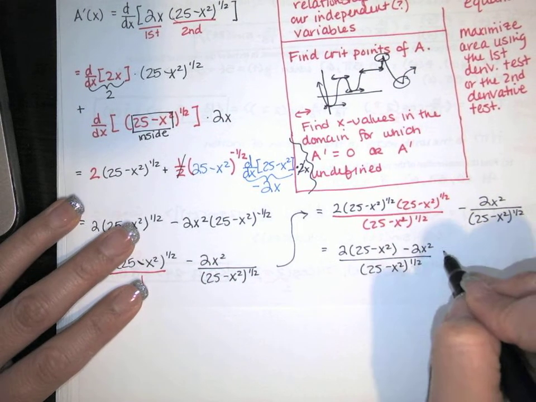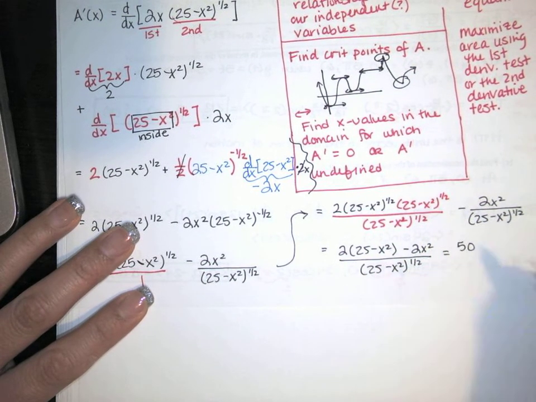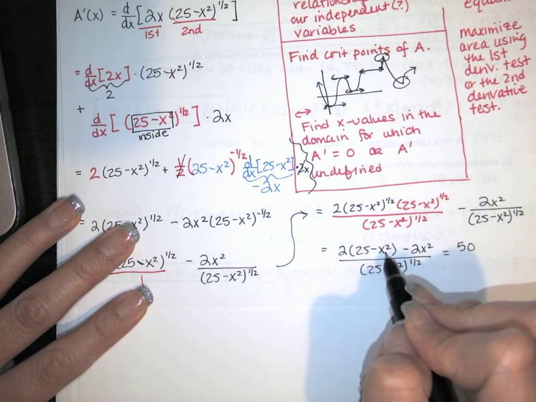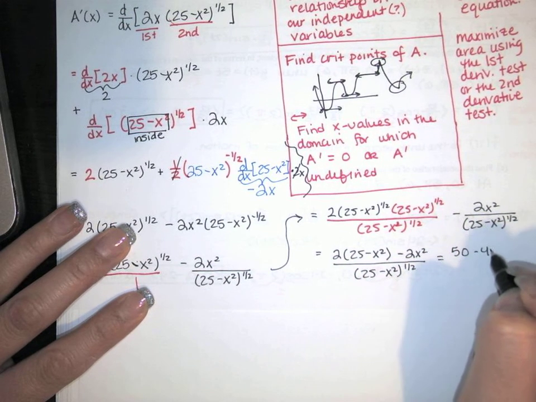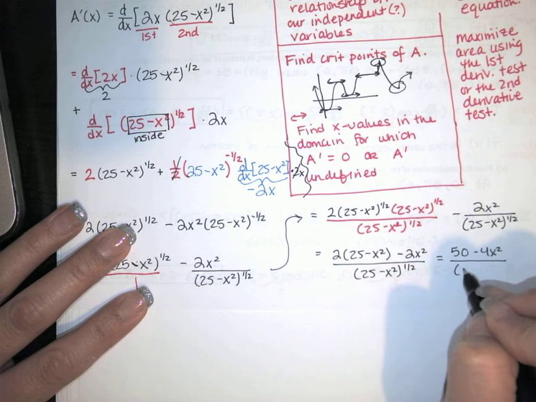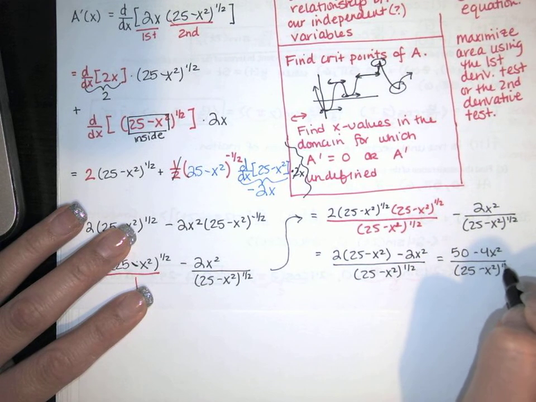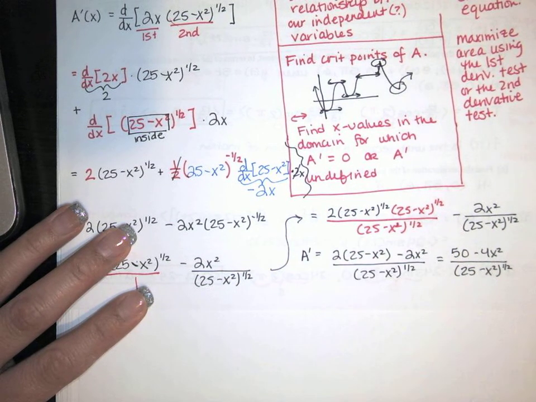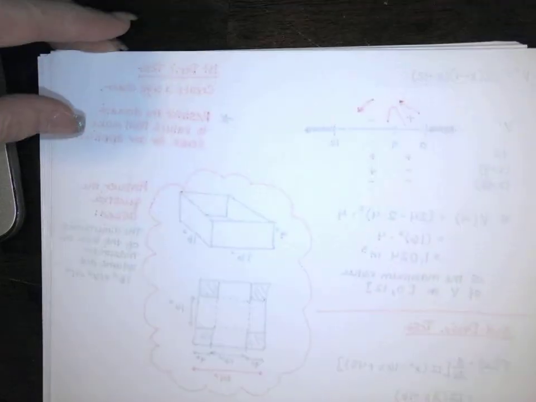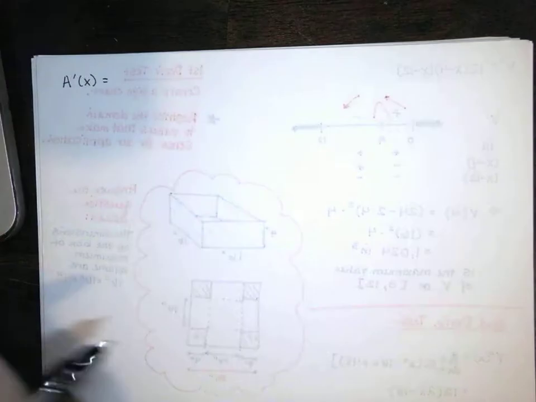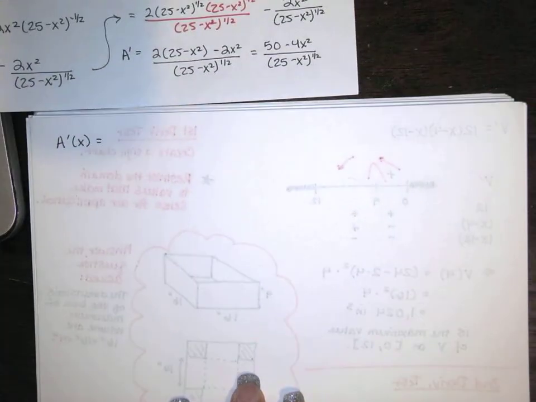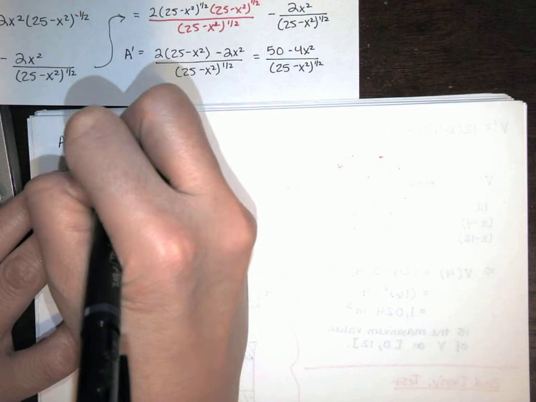And then if I distribute, 2 times the 25 gives me a 50. I'll have a negative 2x squared minus 2 more x squared. That's minus 4x squared all over 25 minus x squared to the 1/2. This is a prime. Okay, so we're getting there. That 50 and the 4x squared, they have a 2 in common, so I can factor that out.